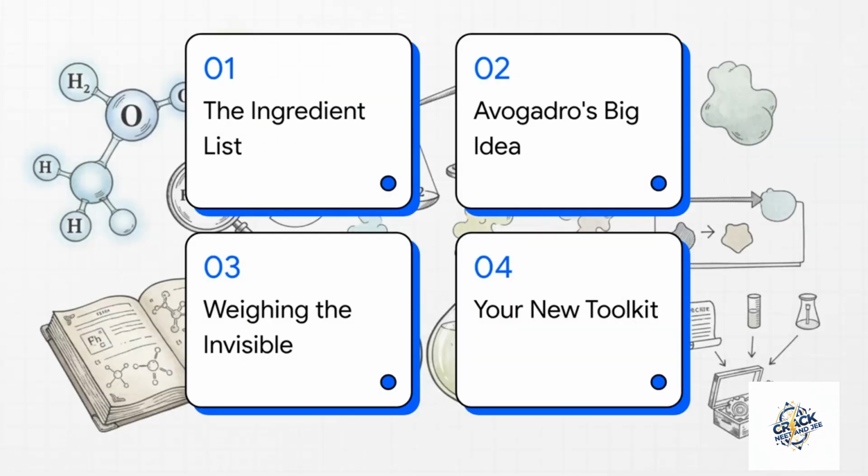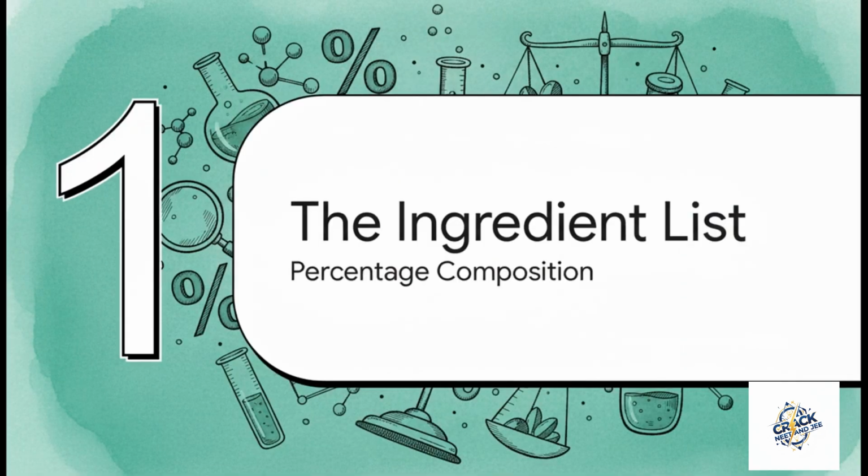So to figure this all out, we're going to build what I like to call a chemist's toolkit. We've got 4 sections ahead. First, the ingredient list. Then, Avogadro's big idea. After that, weighing the invisible. And finally, we'll look at your new toolkit. Basically, we're going to learn how to find the ingredients, count them, and even weigh them. Let's do it. All right, first up, the ingredient list.